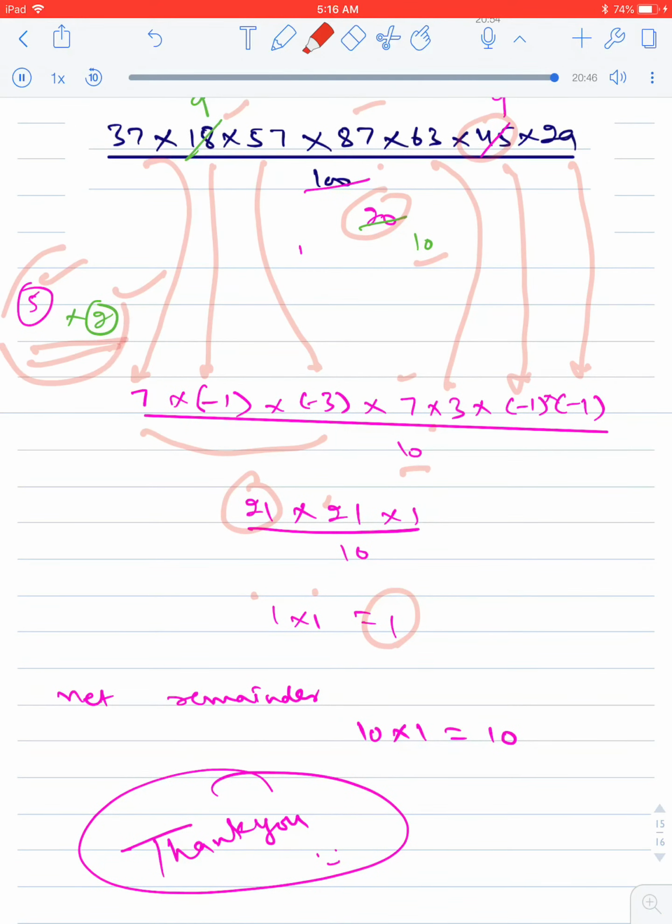So net remainder, because earlier we had divided by 5 and 2 both here. So 5 into 2 is 10. So we get 10 into 1, which is 10.